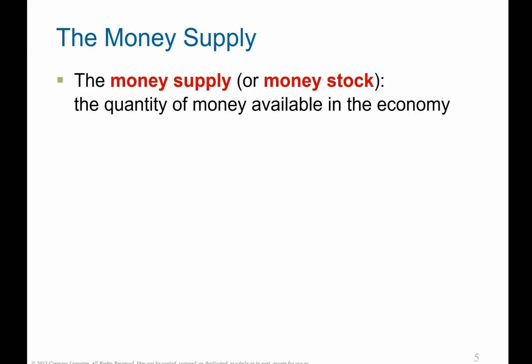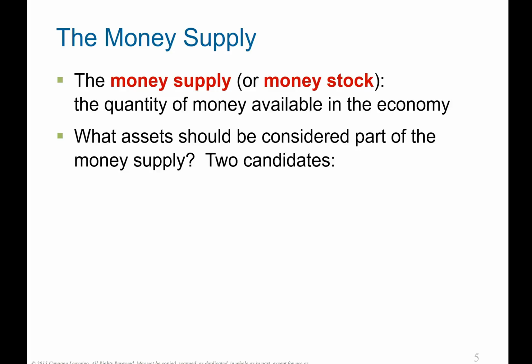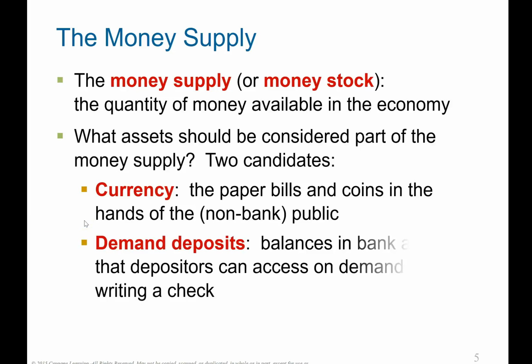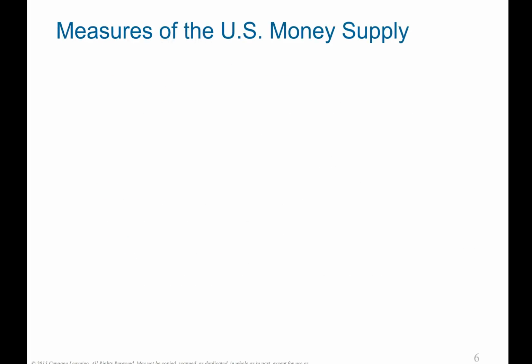The money supply, also known as the money stock, is how much money is available in the economy in general. And we have two parts of the money supply. We have currency, which we would count as paper and bills, and demand deposits. Those are what we call checkable deposits. So they're balances in bank accounts that you can access on demand by writing a check or, anymore, through the use of a debit card.